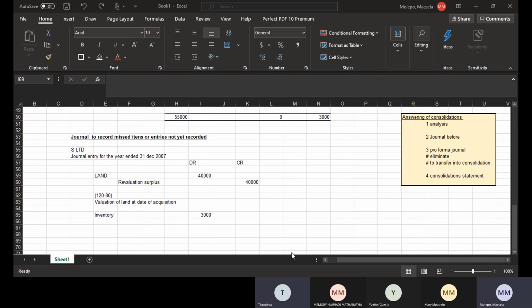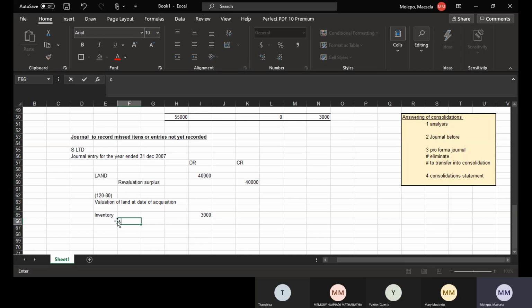Now we're going to increase the current account of S in P. So it means we're going to increase from 5,000 to 8,000. Then we're going to do our journal, and we say we are now increasing the current account in P. So now the current account of S will also increase from 5,000 to 8,000.